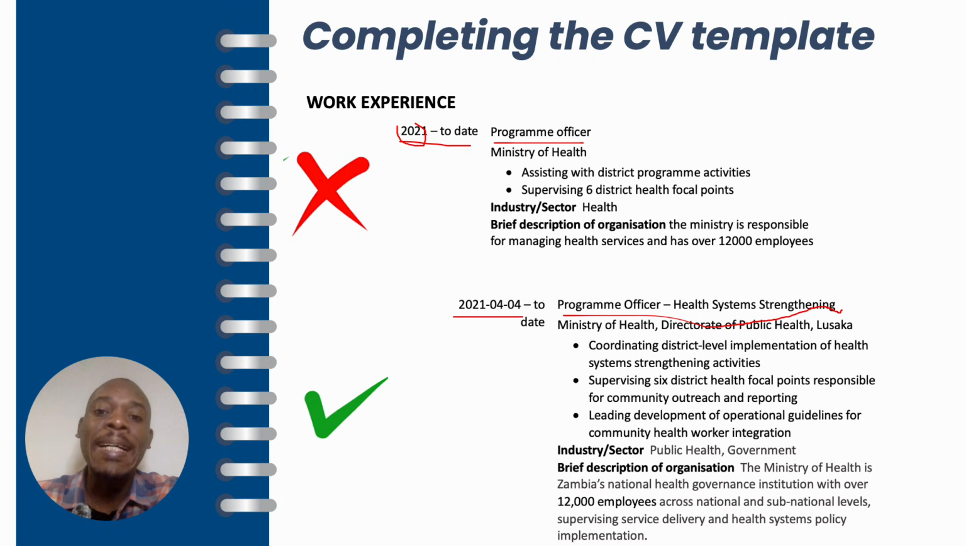So you complete, and then you give a description of your responsibilities or whatever you did, clearly demonstrating that they were either leadership or they were for volunteering. So in this case, you shouldn't just say assist with district program activities. It should be something that is a bit detailed and showing exactly what you did. In this case, you would say coordinated district level implementation of health system strengthening activities. You're supervising 6 health focal point responsibilities. So you are including all the numbers to quantify the impact or to demonstrate how much involvement you had in that work experience. So this is what you need to include.